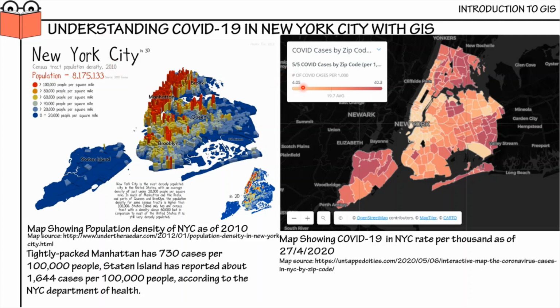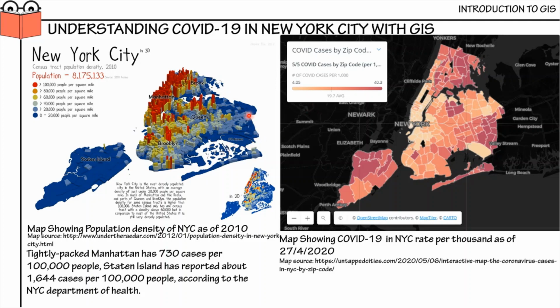We've got the population density of 2010. So Manhattan and Bronx, I think, have very high population density. Whereas if you look at the corona map here, Manhattan doesn't really have a lot of cases. Staten Island is comparatively the least dense area, but it shows a lot of active corona cases. This is as per the rate as per 27th April 2020. Staten Island has comparatively less density.